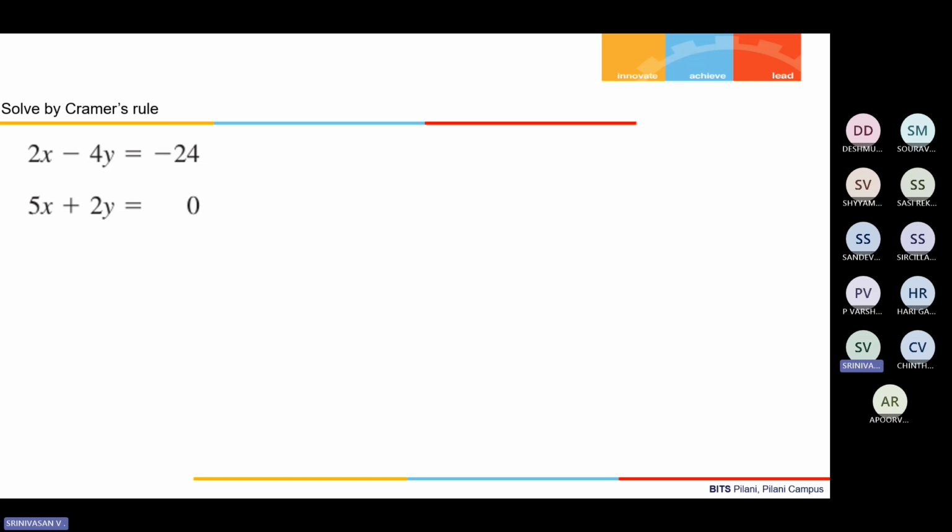There is a system of 2 linear equations in 2 unknowns x and y. How are we going to solve by Cramer's rule? Remember, you should read the question carefully, because solving a system of linear equations can be done in many ways: by Gauss elimination method, by ordinary elimination and back substitution method, all those things are there.